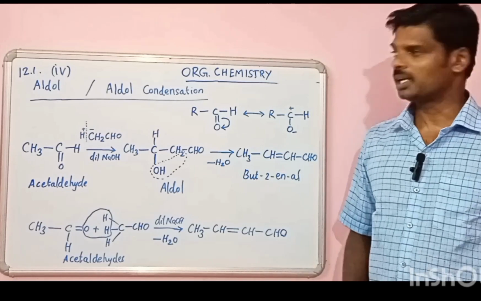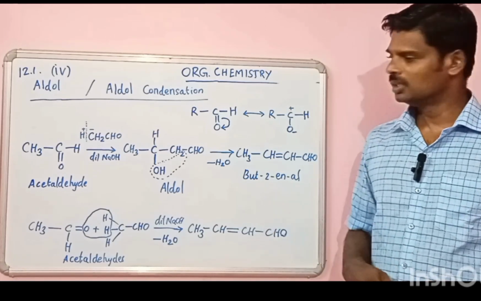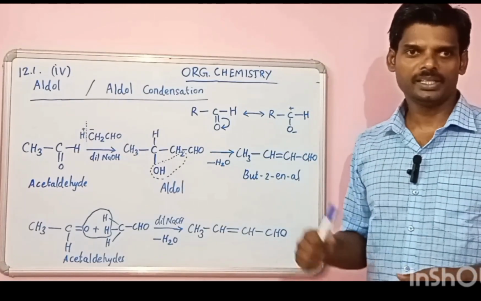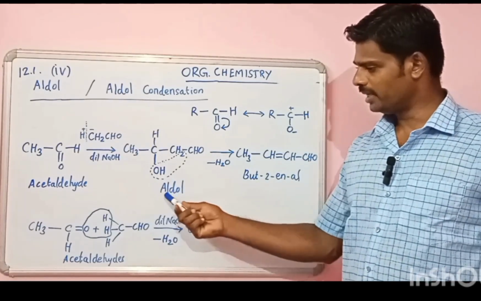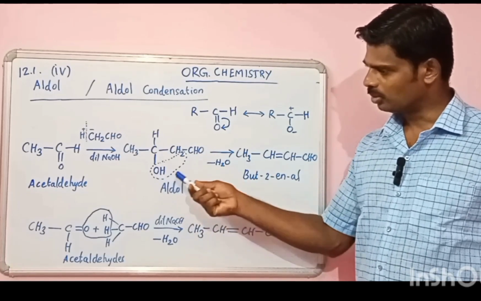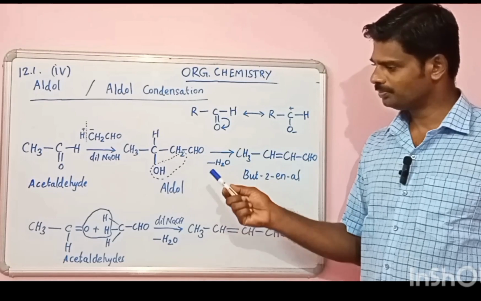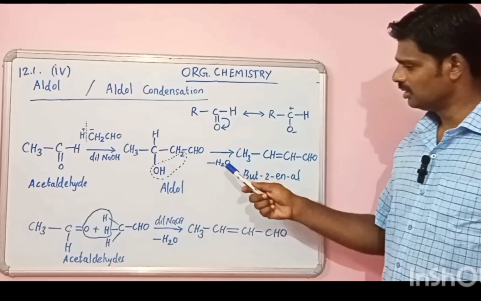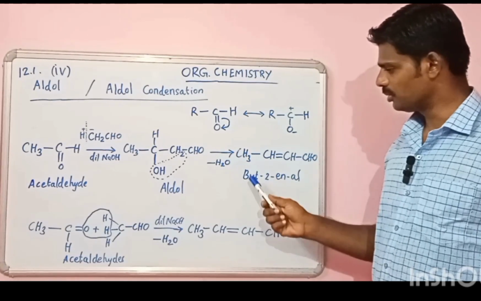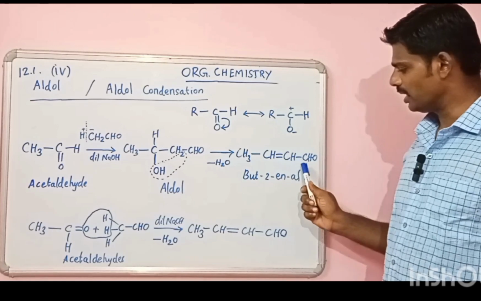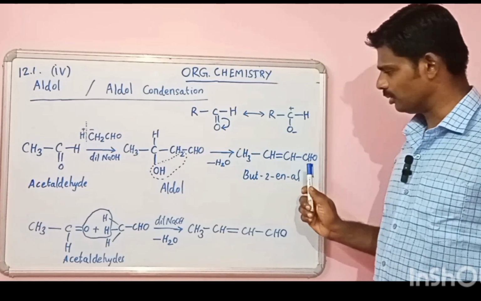Aldol, or aldol condensation, both are the same. What is meant by aldol is aldehyde and alcohol, that is, an aldehyde group and an alcohol group in one molecule. After that it condenses together to form an ene and al, a double bond and an aldehyde group.